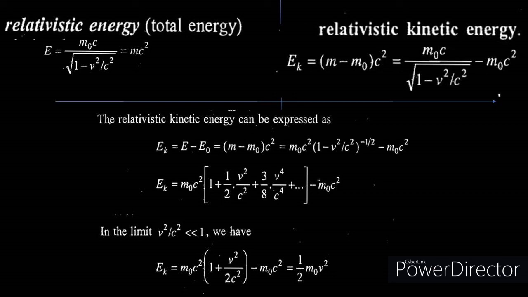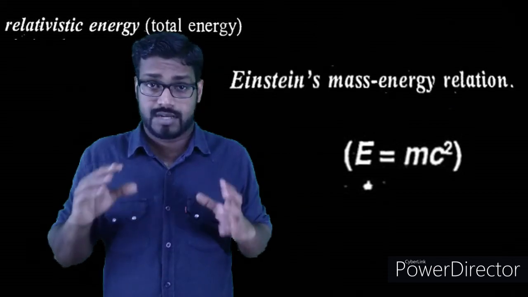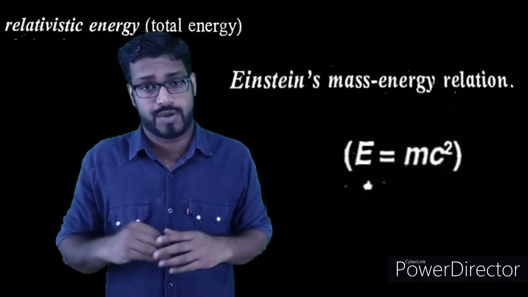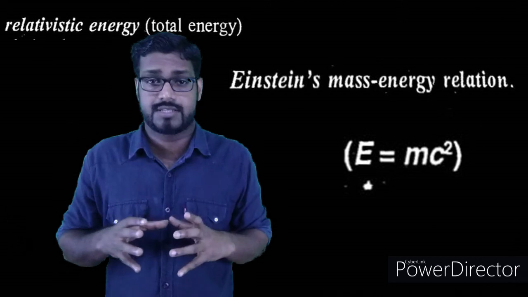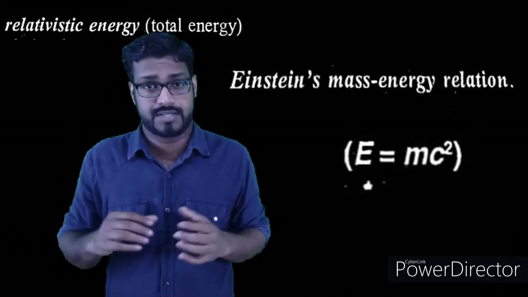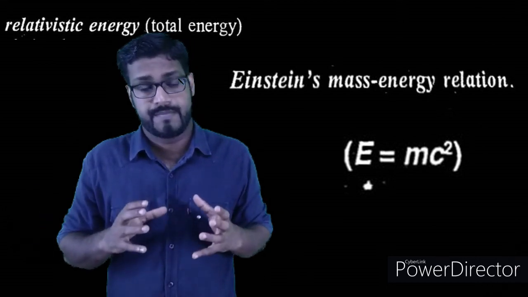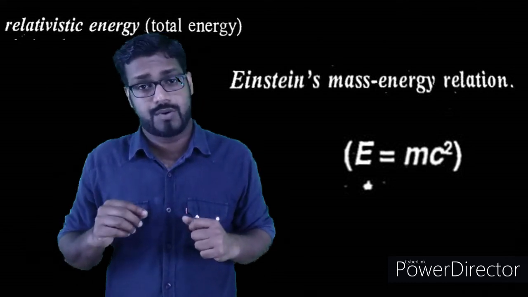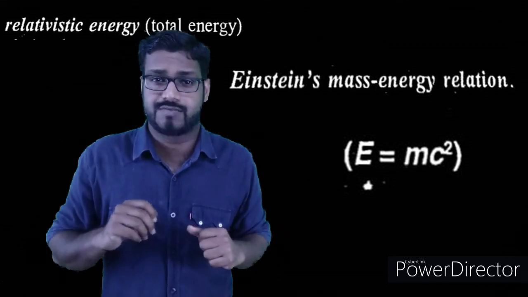In this video, we derived Einstein's mass energy relation from Newton's second law of motion and the relativistic mass. We got the relativistic total energy as E is equal to m c square, and this is known as Einstein's mass energy relation. Here m varies with velocity. m is equal to m0 divided by square root of 1 minus v square by c square.